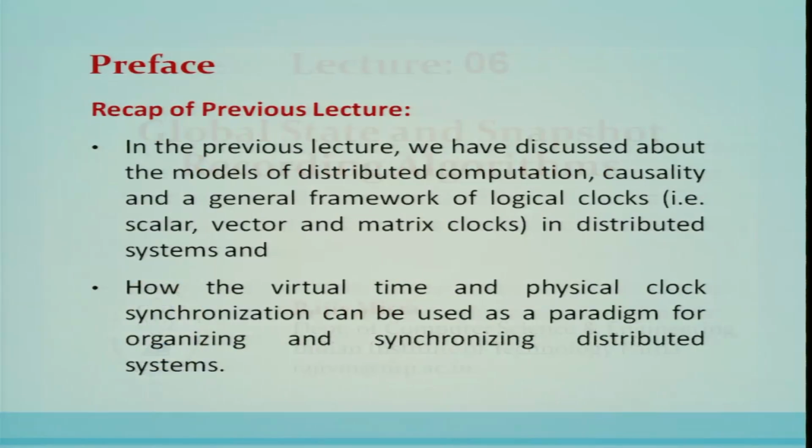Lecture 6, Global State and Snapshot Recording Algorithms.